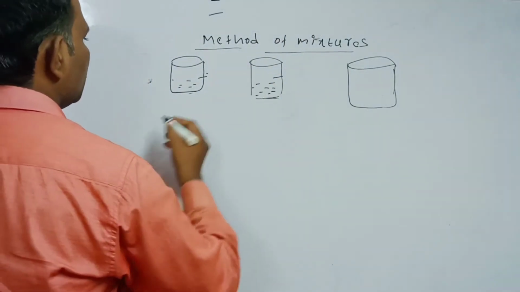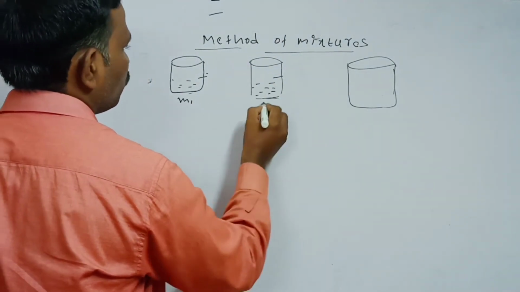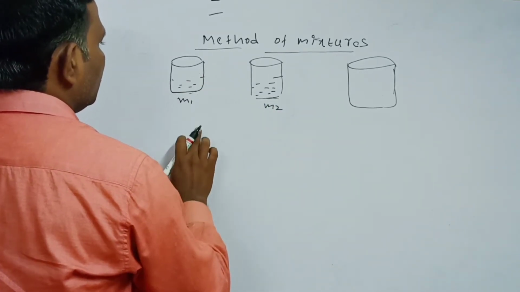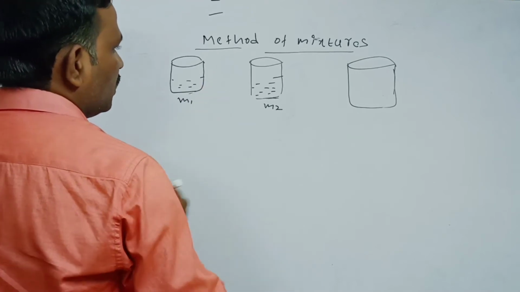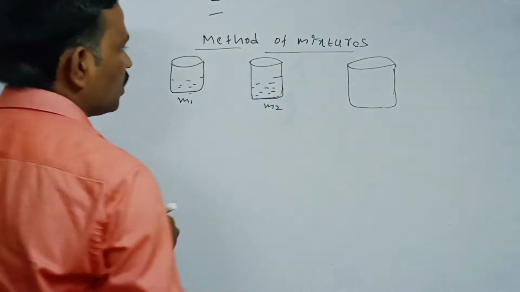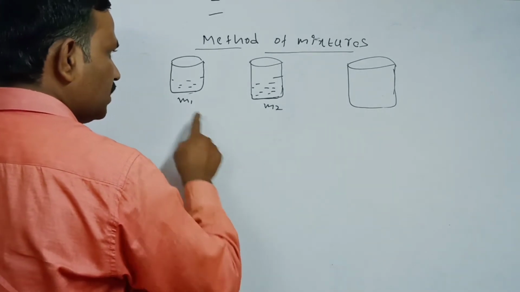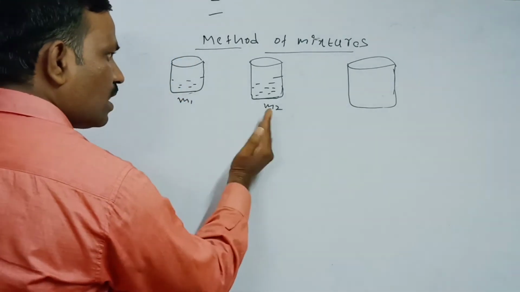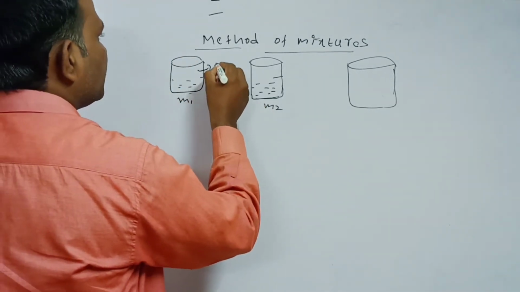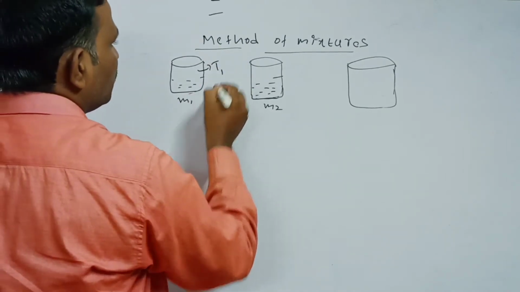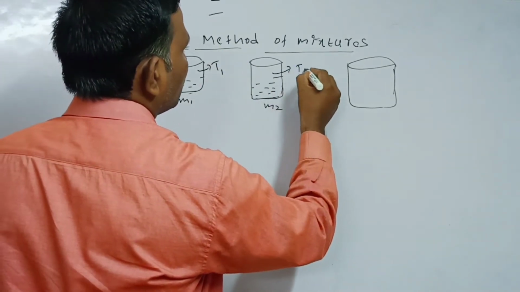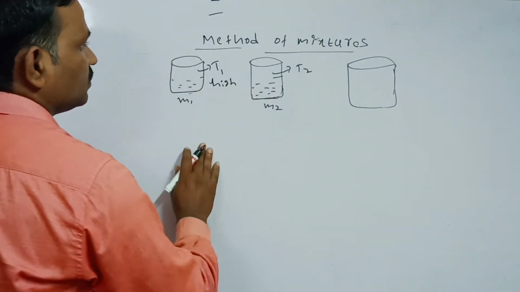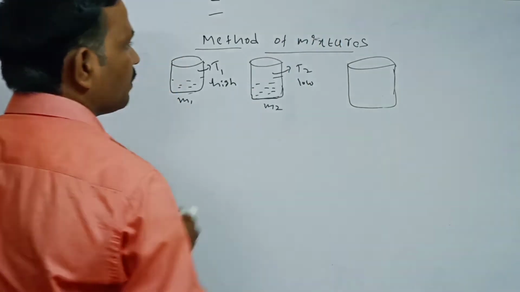Okay, let us consider two beakers with masses M1 and M2. So here beaker 1 contains water of mass M1, and beaker 2 also contains water of mass M2. But in the example here we have taken 200 ml, and here we have taken 100 ml. That means the masses are different. Let T1 be the temperature of the first beaker and T2 be the temperature of the second beaker. So here T1 is the higher temperature and T2 is the lower temperature.